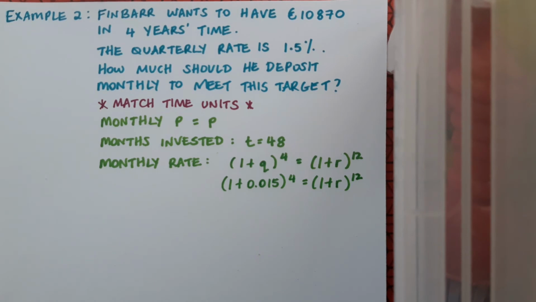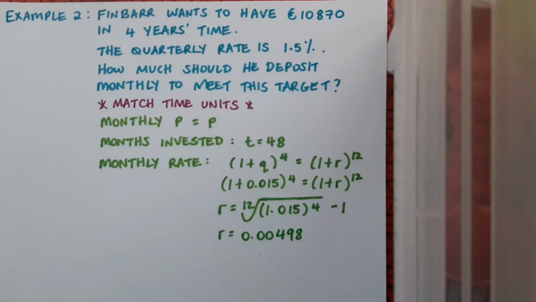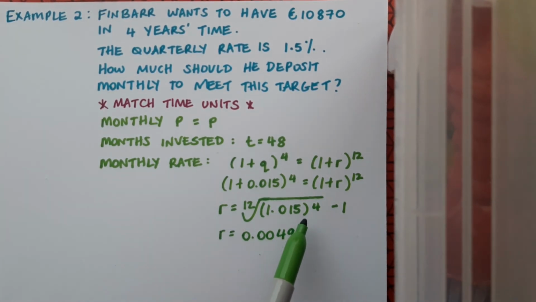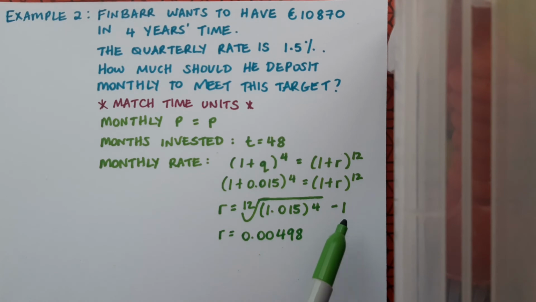So I'm filling that formula in. And here's that R equals 0.00498. Just watch out as you type this into the calculator that you press the right arrow enough times to get out of the root before you put in the minus 1. You really need to take care with your calculator in all of these calculations.